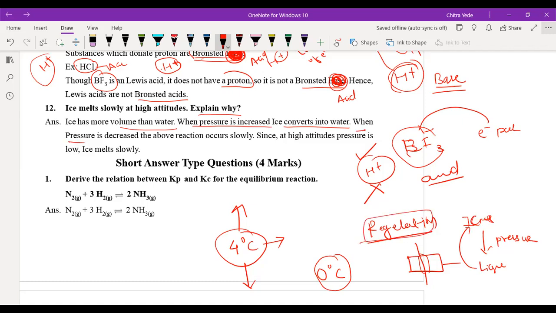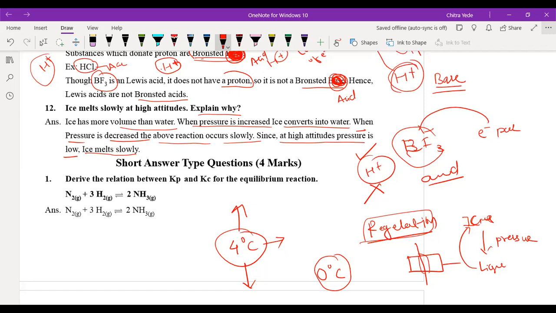So when pressure is decreased, the above process occurs slowly, since at a high altitude pressure is very low. That's why ice melts slowly at a high altitude. At low pressure ice will melt very slowly. If higher pressure is there, it will melt quickly. But if pressure is less, at high altitude, the melting of ice slows down. This is the reason why ice melts slowly at a high altitude.